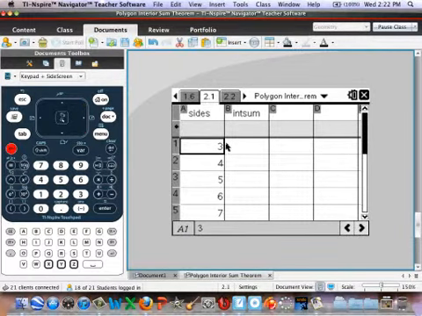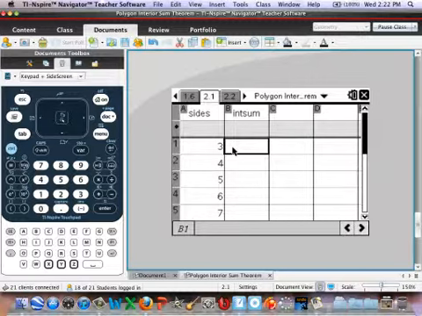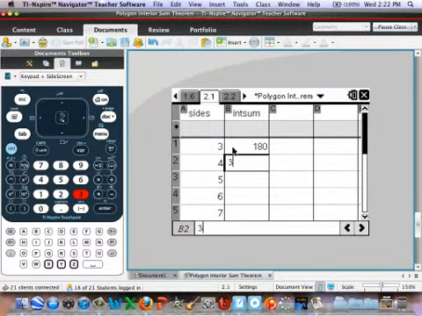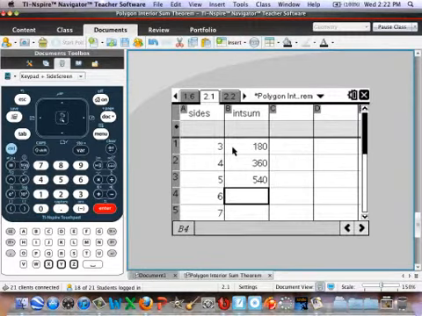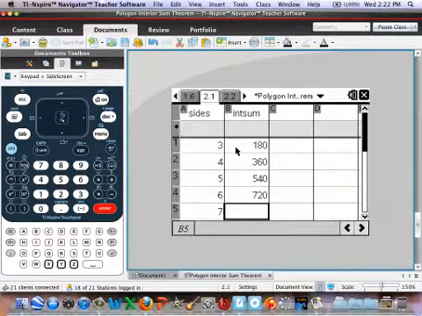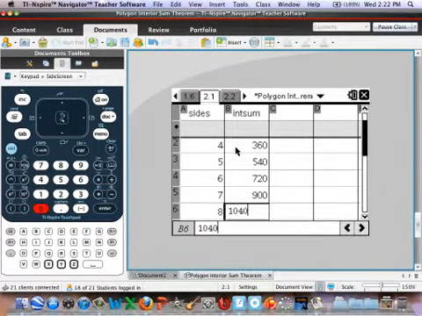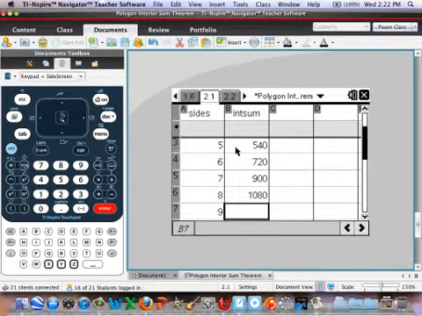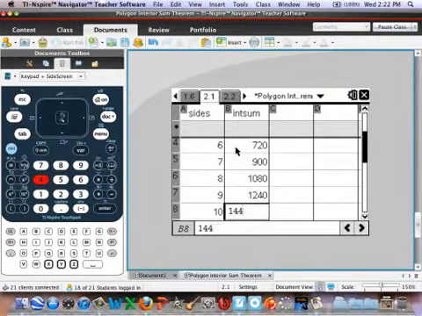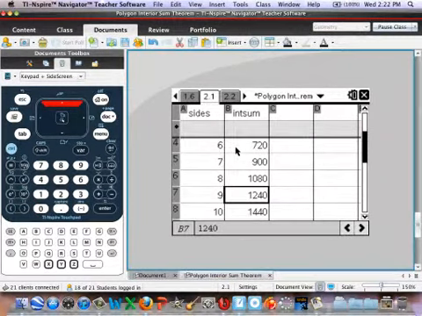Alright, so in this activity you guys did on the calculators, you should have found the sums of different types of polygons. So how many degrees are in a triangle? 180. Alright, what about a quadrilateral? Pentagon? 540. Hexagon? Septagon? Octagon? 1080. Nonagon? And decagon? 1440, right? That should be 1260, right?